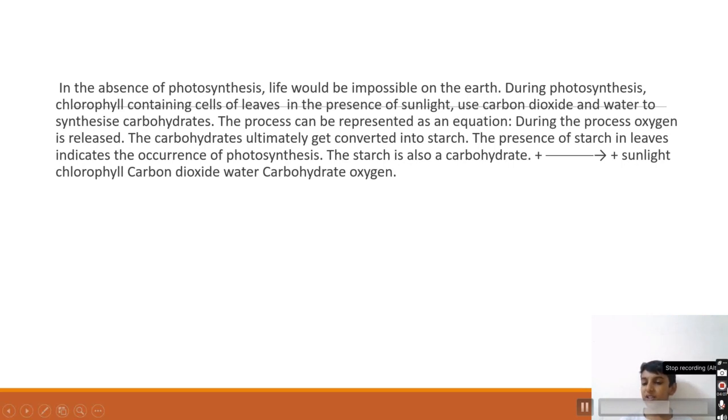The presence of starch in leaves indicates the occurrence of photosynthesis. The starch is also a carbohydrate. Carbon dioxide plus water, in the presence of sunlight and chlorophyll, gives carbohydrate plus oxygen.